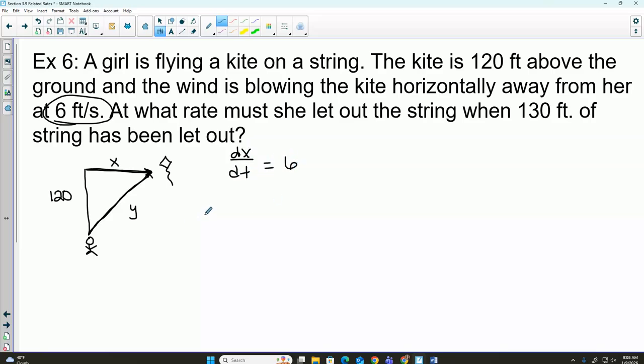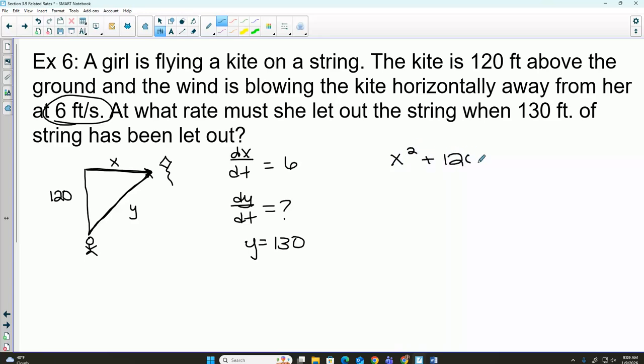At what rate must she let out the string? y is my string, so I need the rate, so we're looking for dy/dt. When 130 feet of string has been let out, what does that represent? y. Is y always 130? No, because she keeps letting out more string. So I can't plug it in yet, but at some point I will.